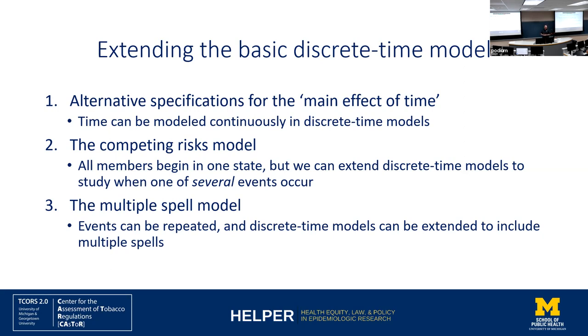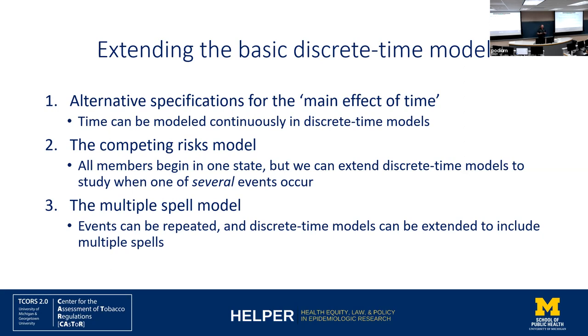And this last extension that I think is important to think about for tobacco research is the multiple spell model. Events can be repeated and discrete time models can be extended to include multiple spells. So you can have people have more than one outcome, right? If you're looking at even a cardiovascular disease outcome, you might have a stroke at wave two and a heart attack at wave three. The repeated spells, how do you deal with this?